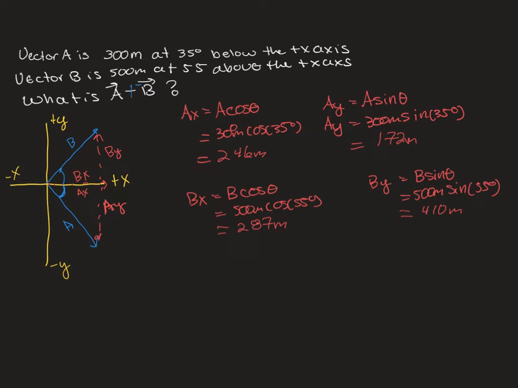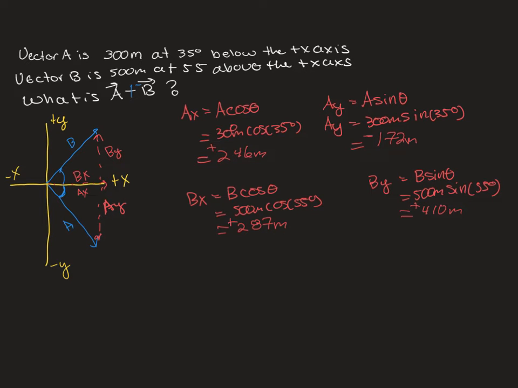Now that we know what the components are for each of the vectors, we have to decide whether they're negative or positive. So let's start with vector A. Vector A goes to the right, so positive x, and then down, so negative y. So here I need to add a positive sign, which really doesn't change anything, and then a minus sign there. For vector B, we're going to the right, so positive x, and then up, so positive y.